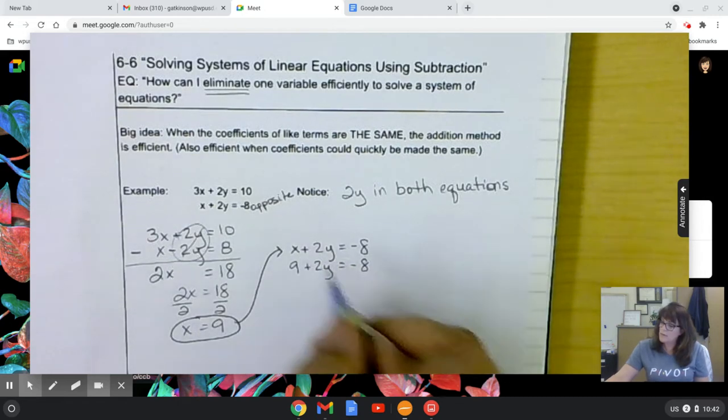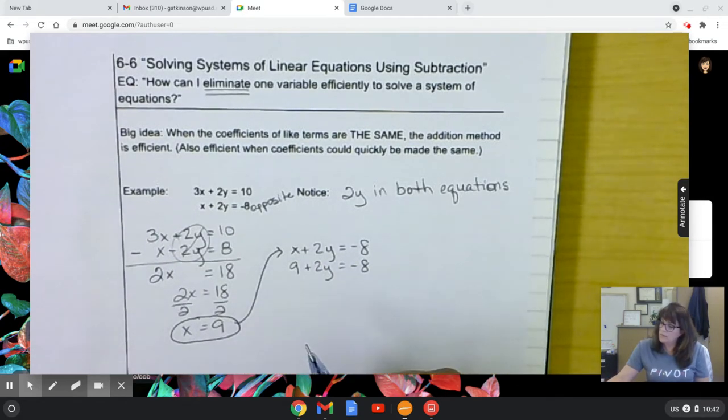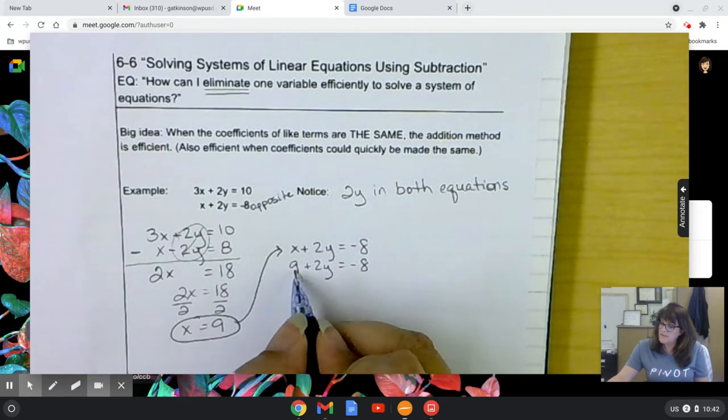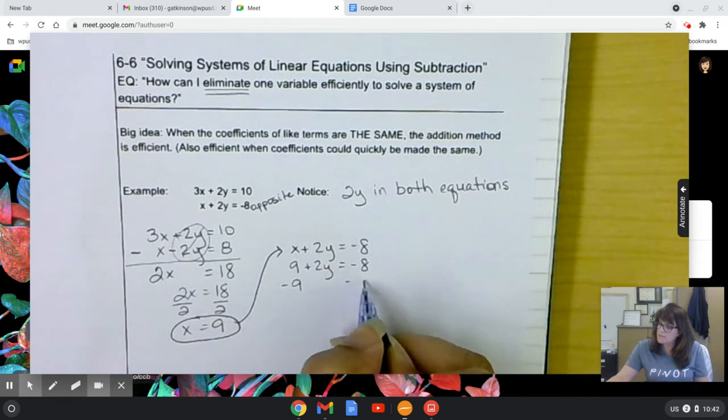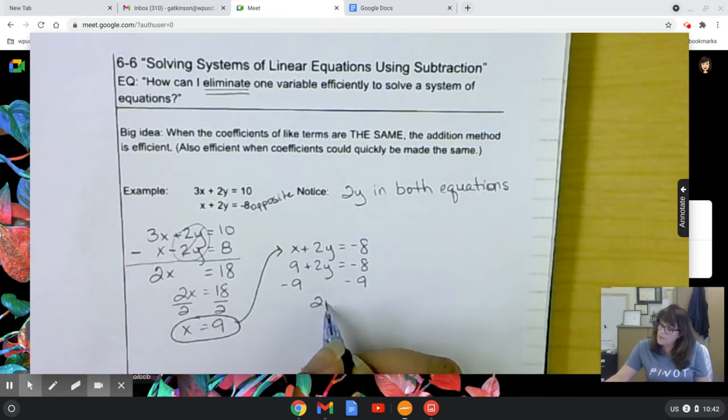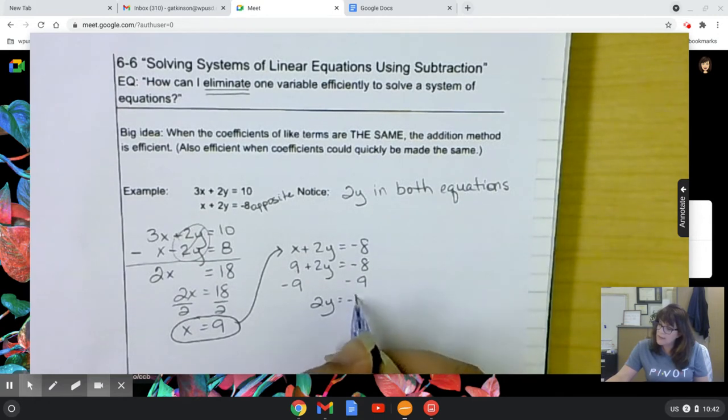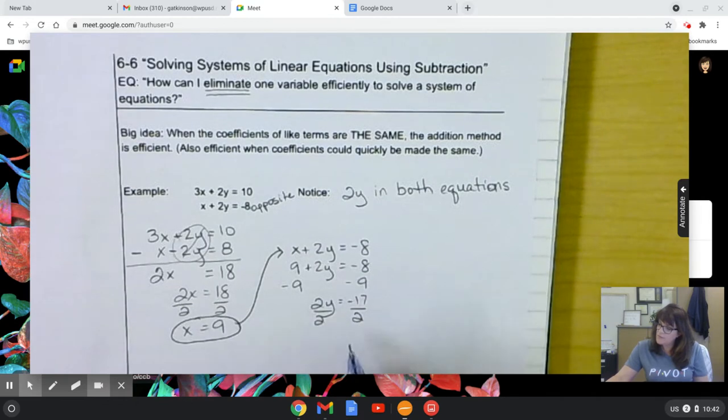Okay. So instead of x, now I have 9. That's where that 9 came from. I'm going to subtract 9 on both sides. 2y equals -17. Divide by 2. Divide by 2. Y equals -17 over 2.